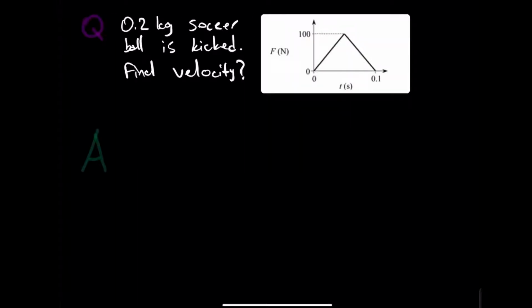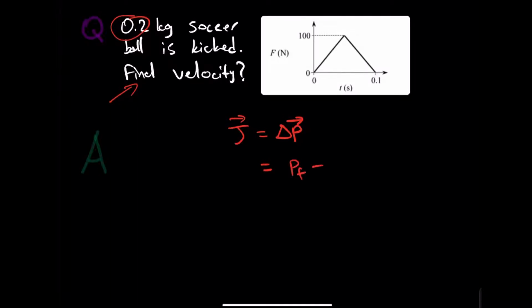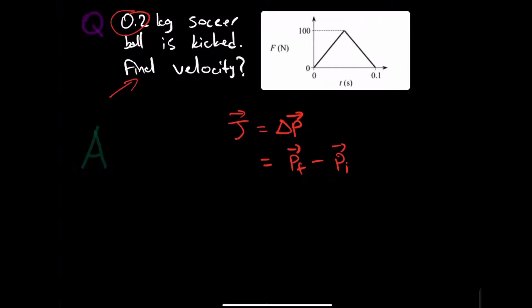Now let's solve this question. So a 0.2 kilogram soccer ball is kicked. What's the final velocity? So you know that impulse is equal to the change in momentum. The change in momentum is going to be the final momentum minus the initial momentum. And in order to find the impulse, we simply take the area under the force time graph, and we use the area of a triangle to find it.